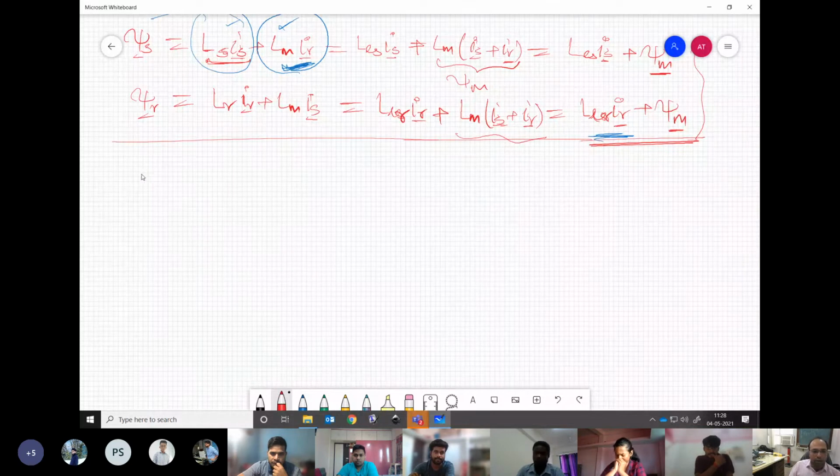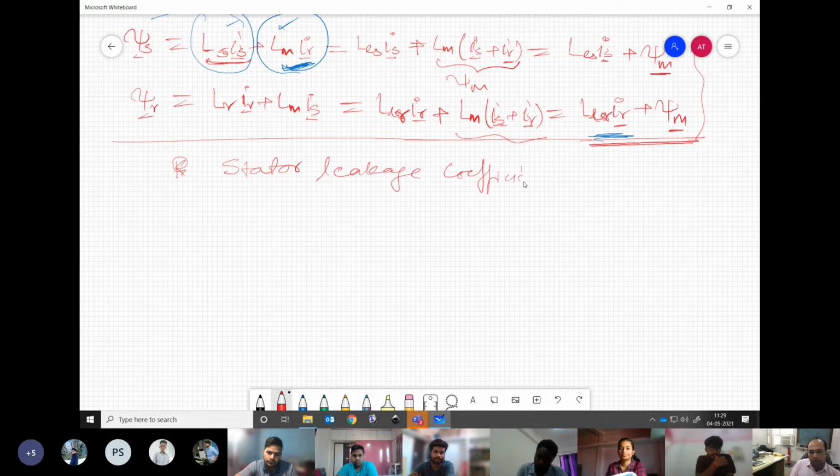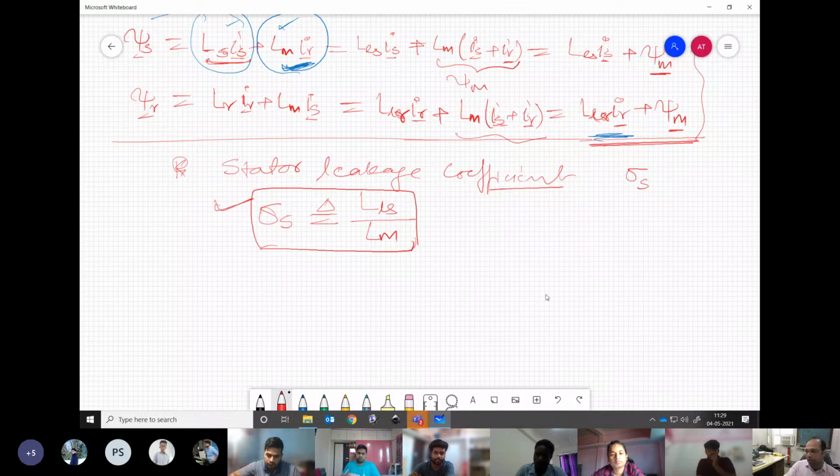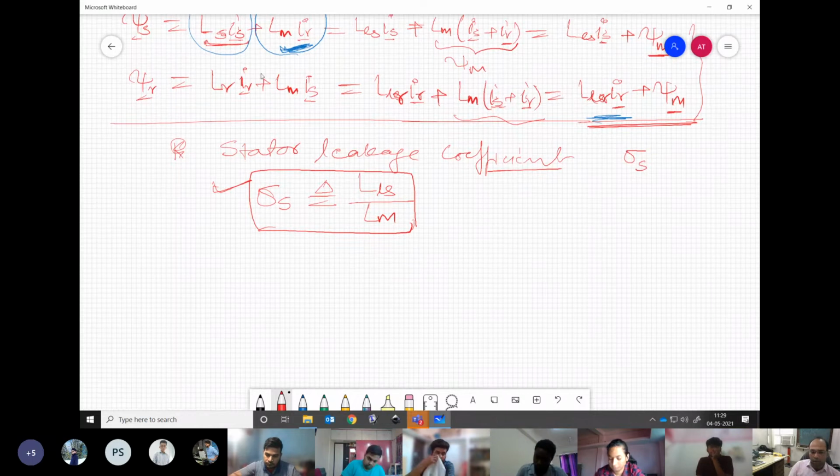So, let me take stator first. Stator leakage coefficient. Let's say I call it sigma s. What sigma s is by definition? It is the ratio of my LLS and LM. This is by definition, which means I am defining a new term over here, which is called stator leakage coefficient. The physical meaning is, what is the percentage of leakage with respect to the magnetizing current or magnetizing inductance.